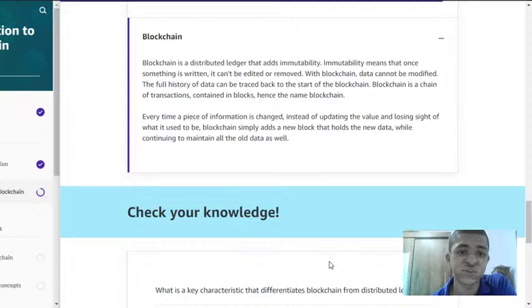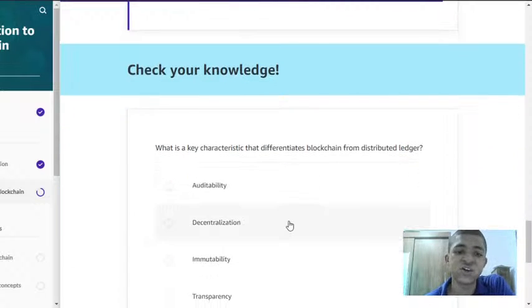Blockchain is a chain of transactions containing blocks, hence the name blockchain. Every time a piece of information is changed, instead of updating the value and losing sight of what it used to be, blockchain simply adds a new block that holds the new data, while continuing to maintain all the old data as well.